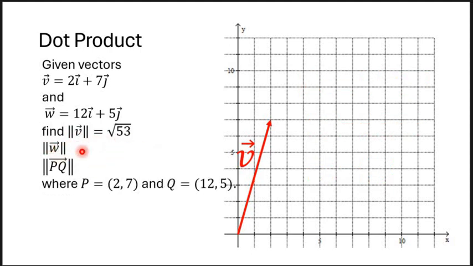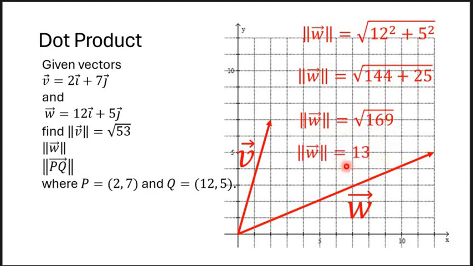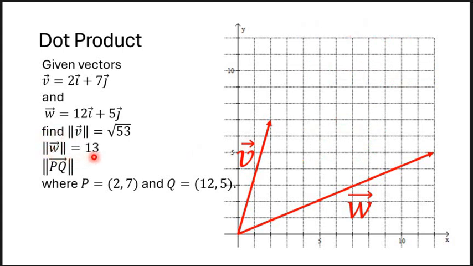All right, let's move on to vector w. So vector w has a horizontal component of 12 and a vertical component of 5. So to find the magnitude, it's going to be the square root of 12 squared plus 5 squared. 12 squared is 144, 5 squared is 25. When I add those together, I get 169. So the magnitude of vector w is the square root of 169, which is just 13. So I have that the magnitude of vector w is 13.